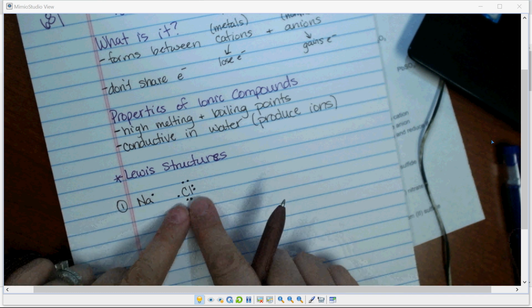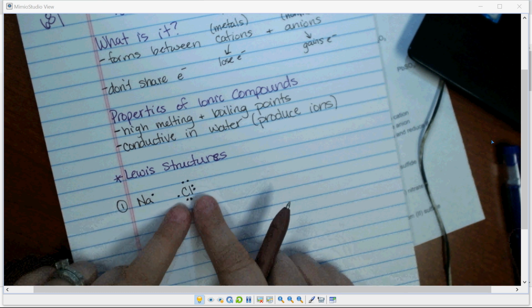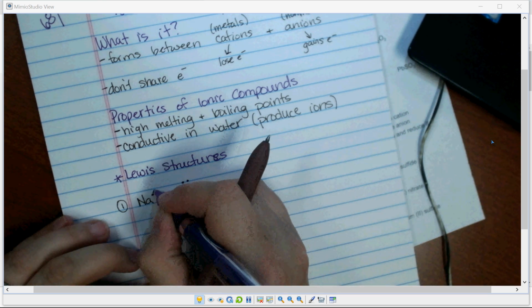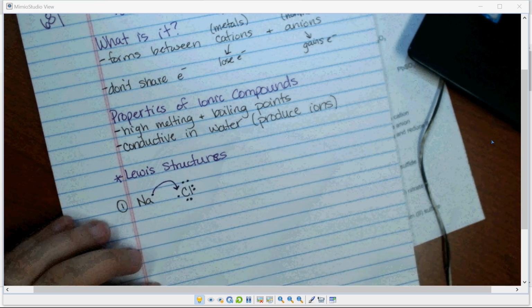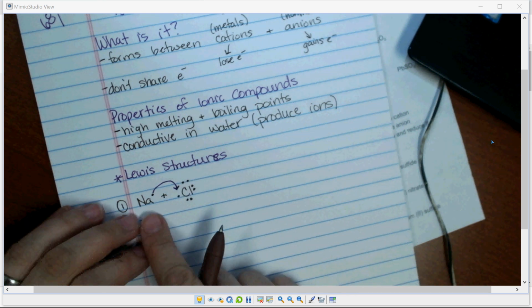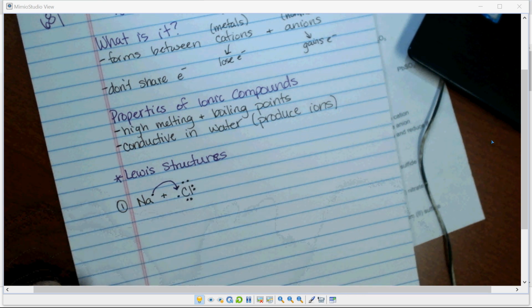And then chlorine is more likely to gain 1 electron instead of trying to give 7 away, and so that's what they do. Sodium gladly gives chlorine that 1 electron. So we can kind of represent this like a chemical reaction. This sodium gives chlorine its 1 electron.